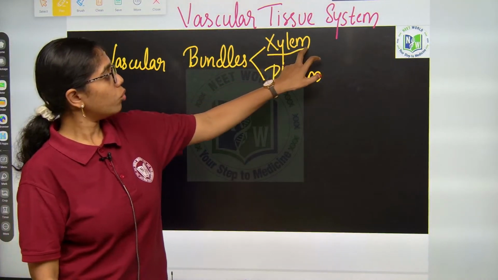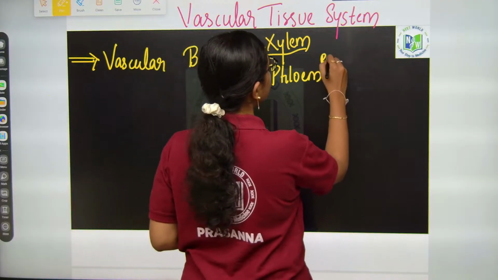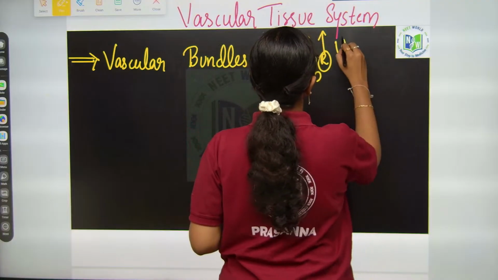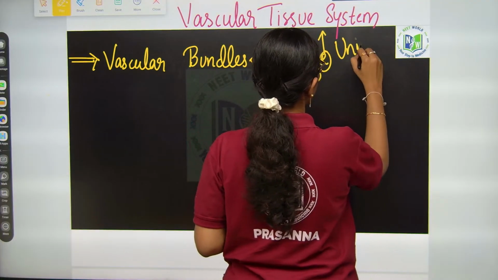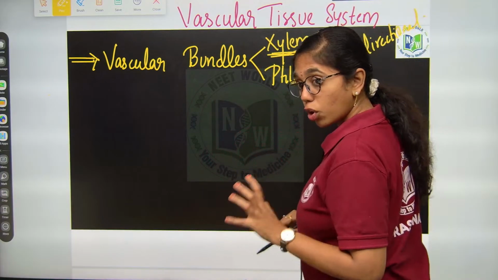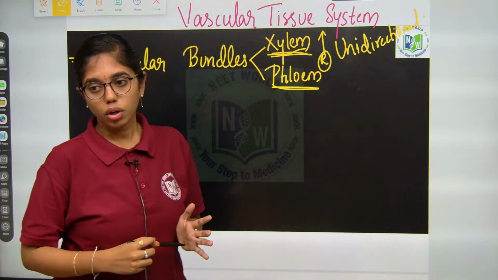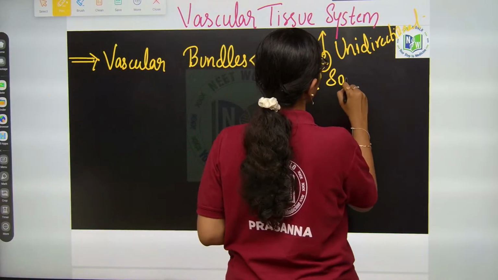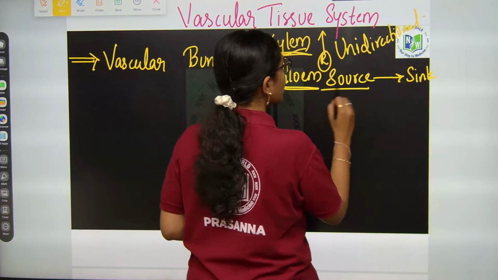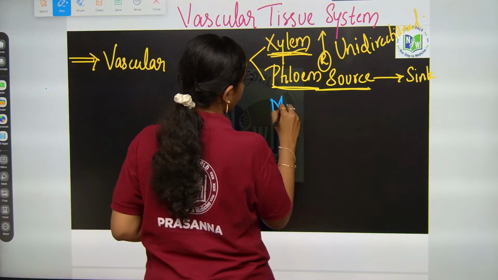So xylem will conduct what? Water and minerals from roots to the tip of the plant body, and the direction is unidirectional transport. Whereas phloem will transport the food material mostly in the form of sucrose, from source to sink. So source always will be a mature leaf. Source will always be what? A mature leaf.